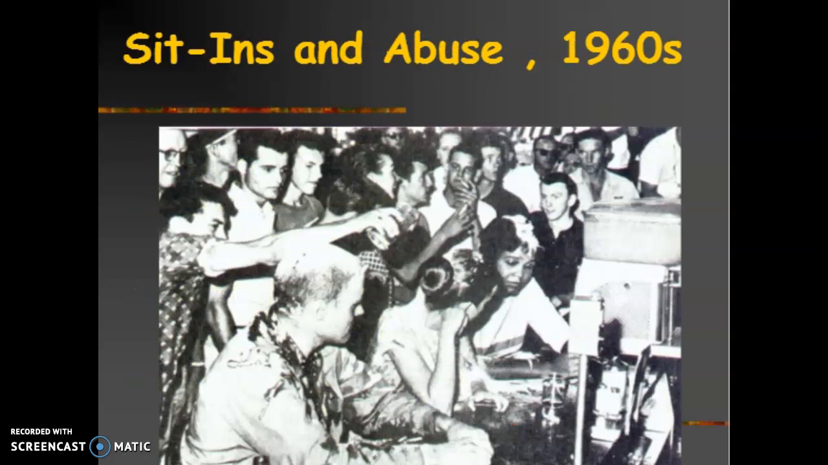In the 1960s, this is a time where you had sit-ins and abuse of these nonviolent civil rights movements. You can see these people trying to sit at a lunch counter where they weren't supposed to be, and that was considered a violation of the law, and people attacked them for it, dumped cokes on them and stuff like that.